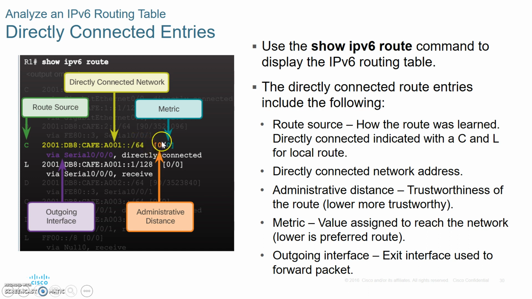So we also have the administrative distance and the metrics for directly connected networks. For IPv6 and IPv4, they are the same. For a directly connected network, the administrative distance is 0, and obviously the metric is also 0 because it's directly connected. And also we have the outgoing interface, the interface that is connected to this directly connected network.